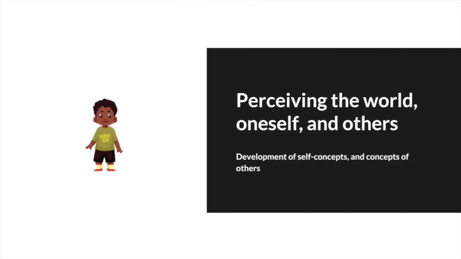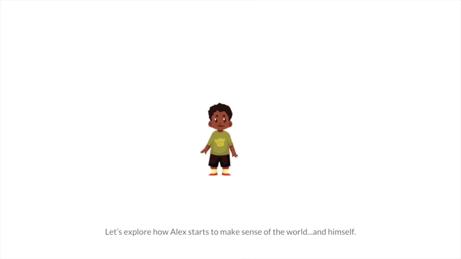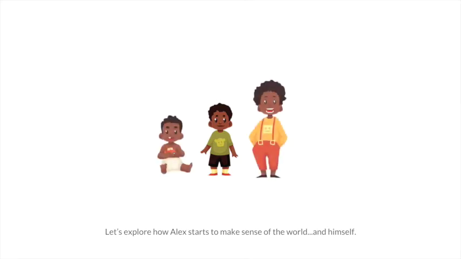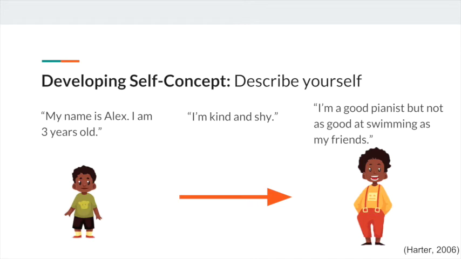During early childhood, kids begin to expand their evaluation of themselves and construct a self-concept. Early on, it'll be basic. Alex, at around 3 years old, may introduce himself as, "My name is Alex. I am 3 years old." Around this age, self-concepts mostly consist of observable characteristics. Kids then begin to understand psychological characteristics, and around 5 to 7 years old, Alex may say, "I'm kind and shy." Then 10-year-old Alex may start comparing himself to others. He may realize that he's not the best swimmer. Alex may say, "I'm a good pianist, but not as good at swimming as my friends."